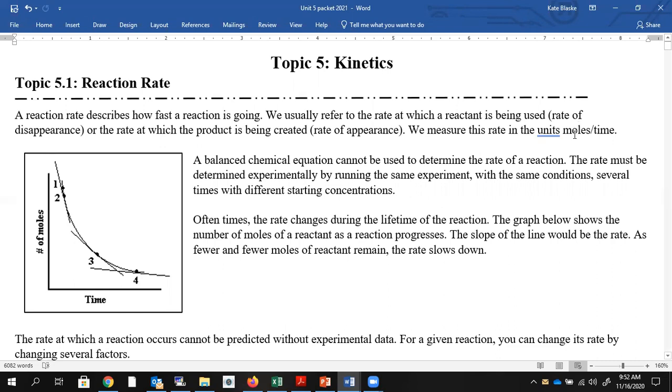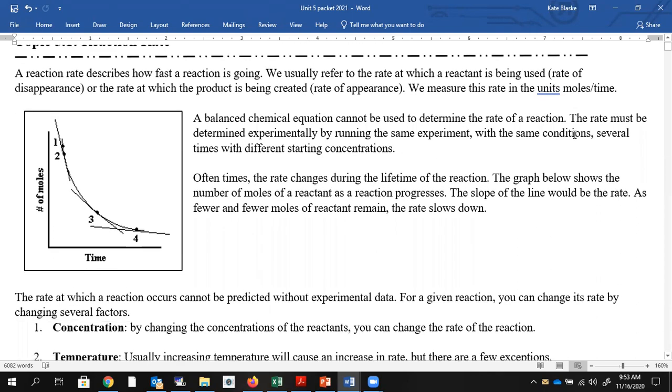So its units are in moles per time. So moles per second, moles per minute. Sometimes we're also going to talk about that in terms of molarity per time. So we need a balanced chemical equation to know what's happening in a reaction, but that balanced equation tells us nothing about how fast that reaction can go.